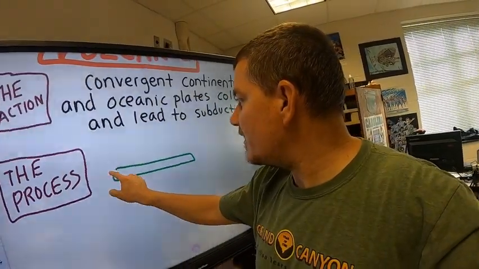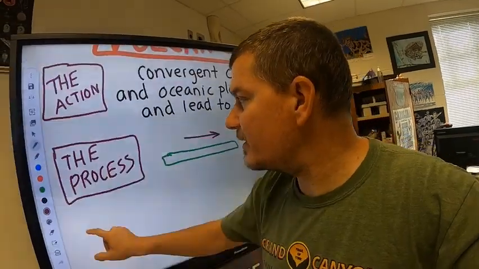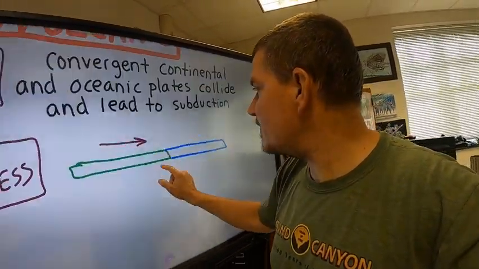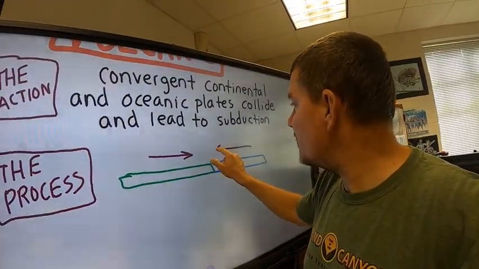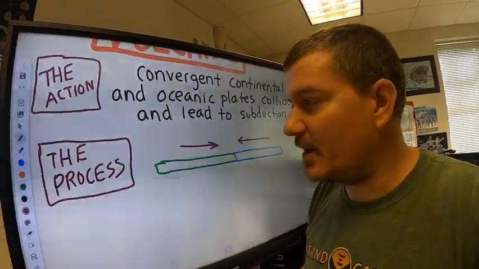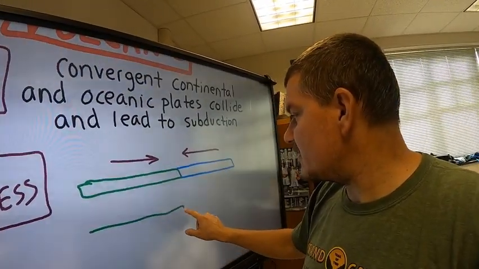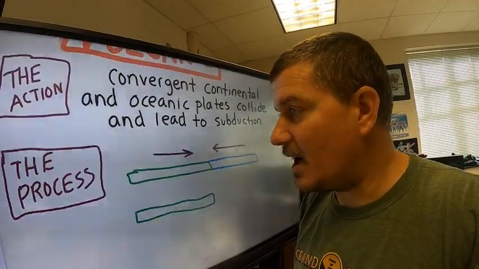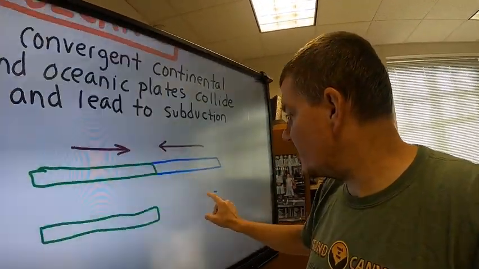So we're going to have our continental plate over here, and it's traveling in one direction, and it's going to meet up with an oceanic plate, and it is a convergent plate boundary, so the oceanic plate should be moving towards them, and they're going to crash together, collide together. The continental plate is less dense. Less dense is going to be able to remain on top. More dense means it's going to sink down below.